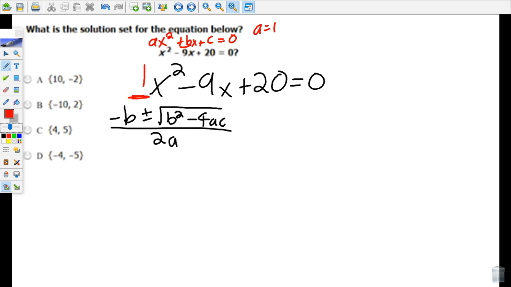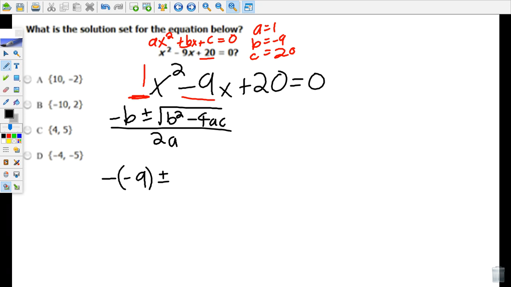B is the number in front of x, which in this case is negative 9, so B is a negative 9. And C is the last number there, the 20. Alright, so we're just going to plug in those 3 values into our formula and get on with it. So negative b. Now b is already a negative number, so technically I have a negative 9. Okay, the negative that's from the formula, and then the negative that's part of the b value.